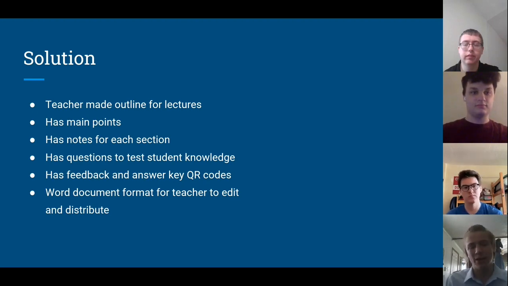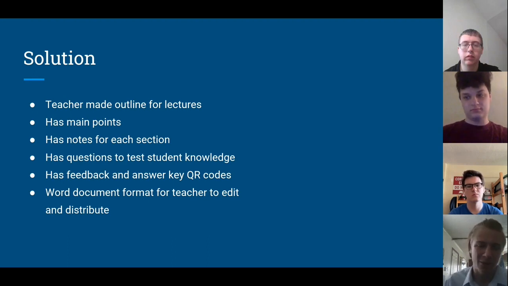And then at the bottom, we're also going to do QR codes for the answer key for the test questions, as well as feedback. We wanted to make the feedback quick, so questions that they rate 1 through 5. And then at the end, if they want to write a description of something they're confused about, they can. This would be a Word document that teachers could edit and distribute through Brightspace.